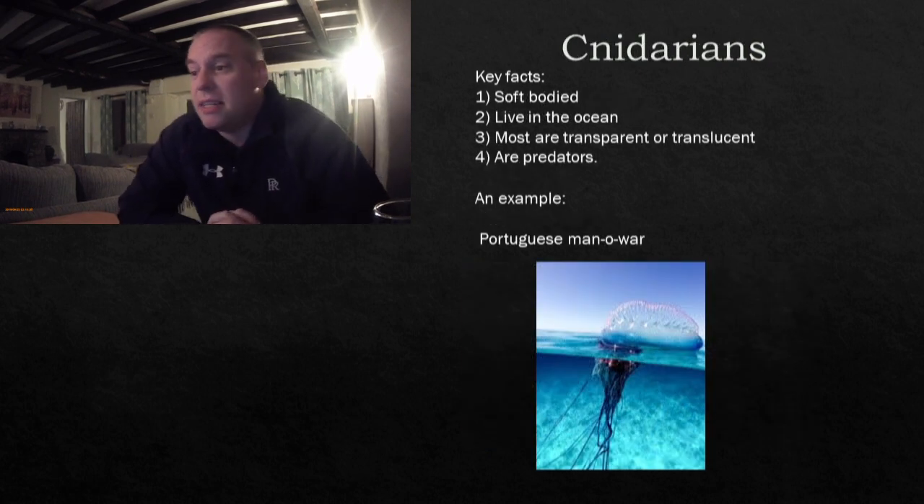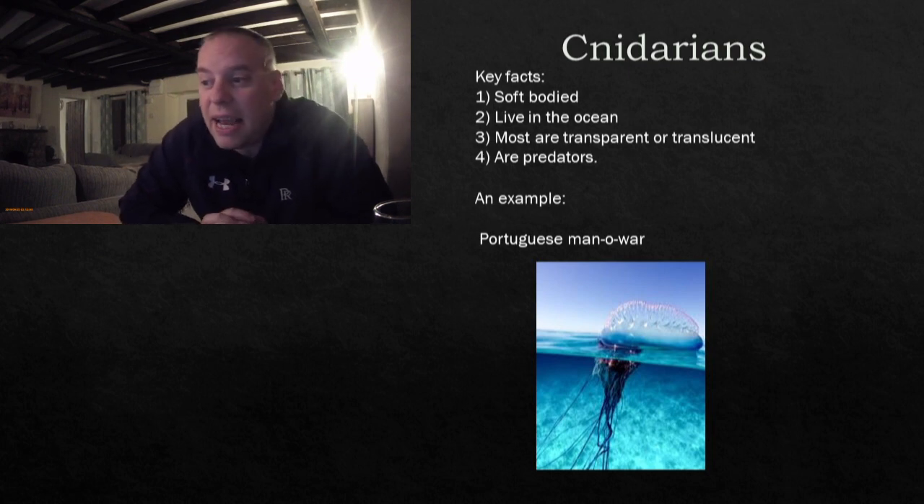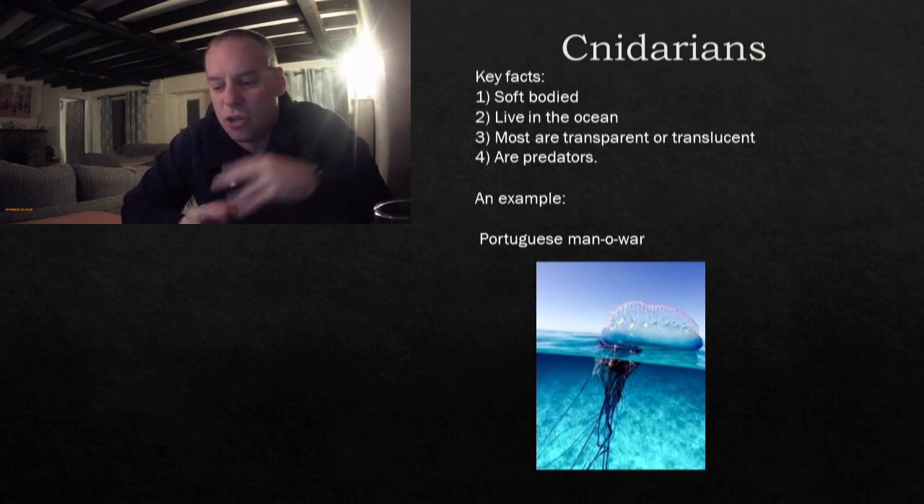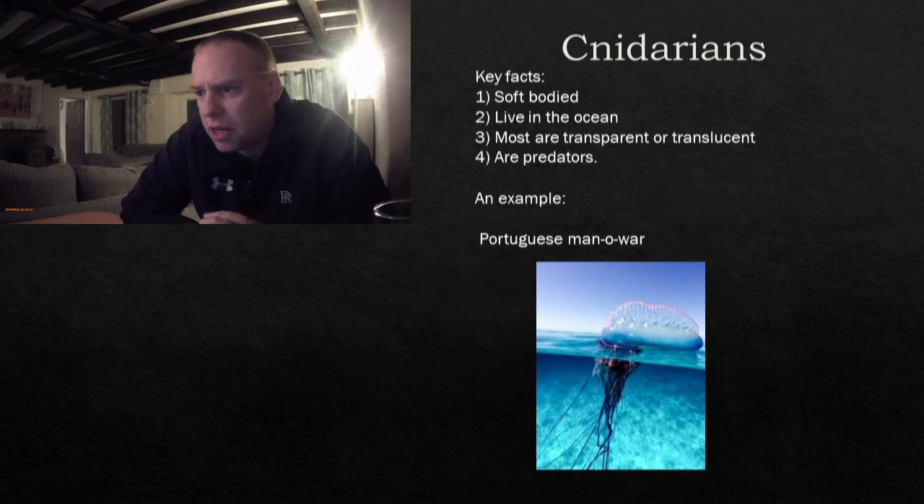Cnidarians, these are jellyfish that live in the sea. They have to be in the sea because they have no structure to support their shape. So if you take them onto land, they just look like puddles. You might have seen them on the beach. When you go to the beach, you see these weird jelly puddles. They can support themselves in water, so you tend to find them in water, oceans particularly.